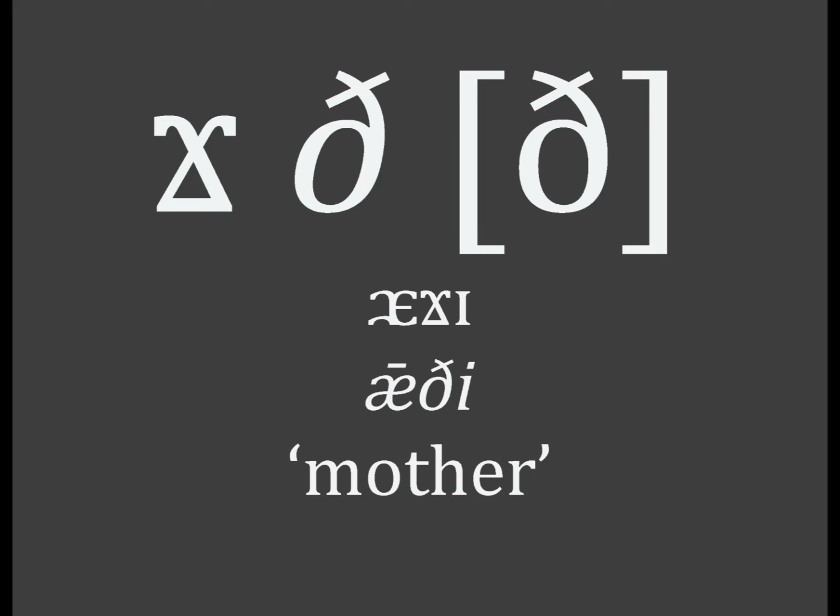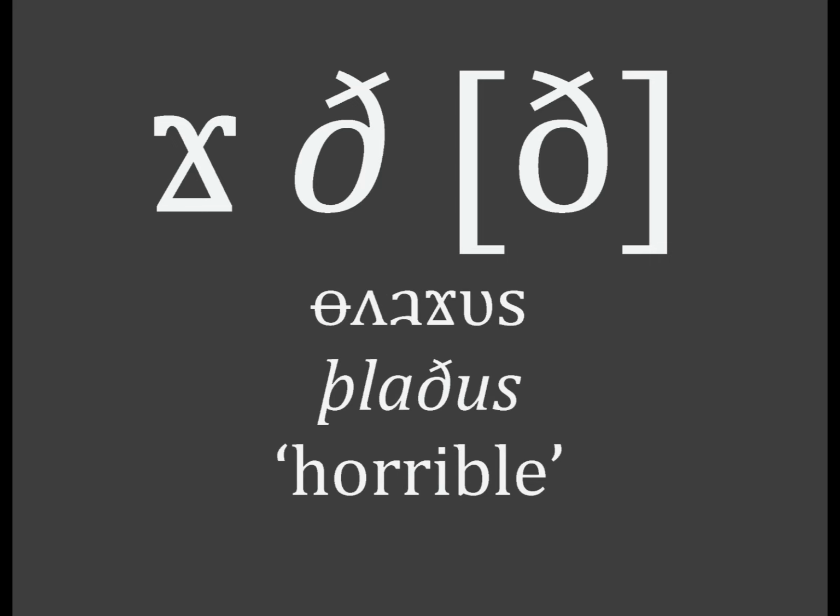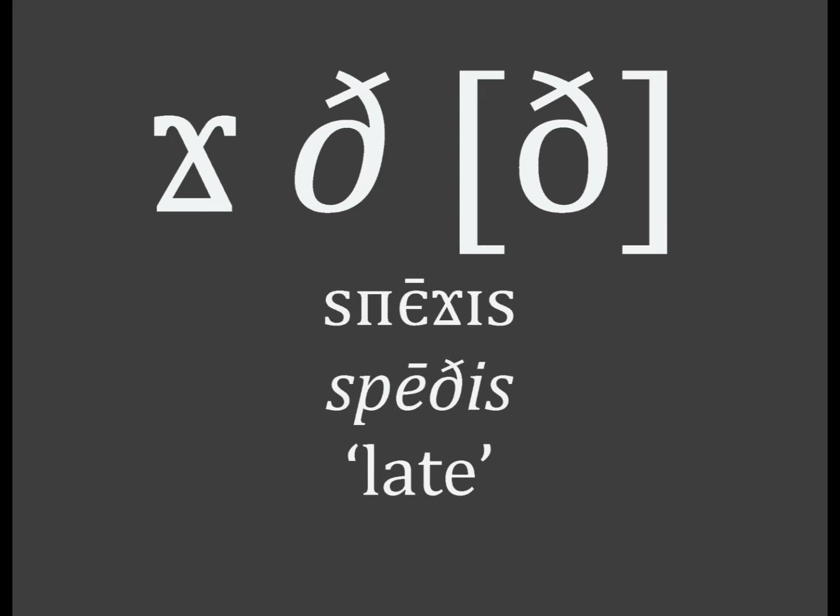Evi means mother. It is a voiced interdental fricative, pronounced like the TH in this. Evi never occurs at the beginning or end of a word. It can only occur word internally. It is transliterated as the letter eth, which is a sort of D with a line through it that used to represent this sound in Old English, and is still used in languages like Icelandic. Ekitho, rather. Flavus, horrible. Spithes, late.